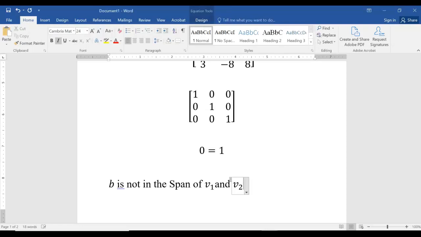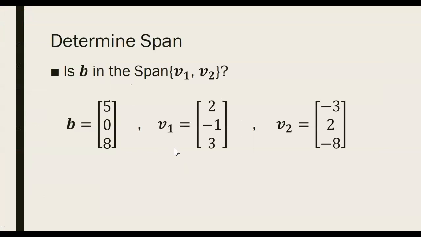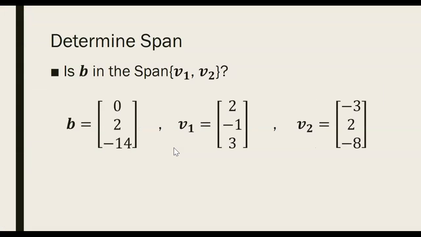So the no solution case, that 0 equals 1 on that last row, tells me that b is not in the span. I should make those bolded so that they do represent vectors. All right, let's try one more of those. We did this, is b in the span of v1 and v2? I want you to determine if this b is in the span of v1 and v2.